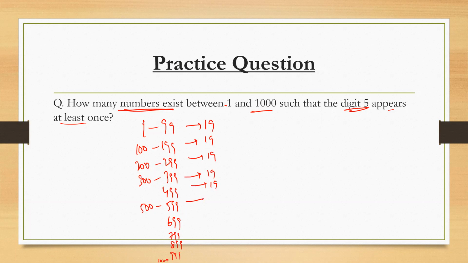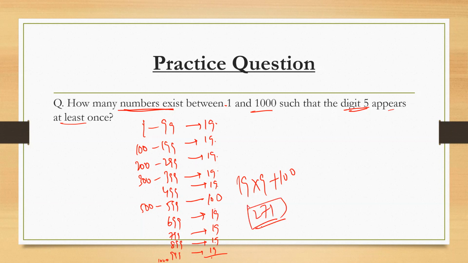Now what about here? Here, all the numbers that are there between 500 and 599, the digit 5 will be there. Okay. So here it would be what? Actually 100. Okay. Here again 19, 19, 19, 19. Okay. Now simply multiply here. It is 1, 2, 3, 4, 5, 6, 7, 8, 9. So 19 into 9 plus 100. That will be your answer. 171. Yeah, 271 is your answer. Is this clear?